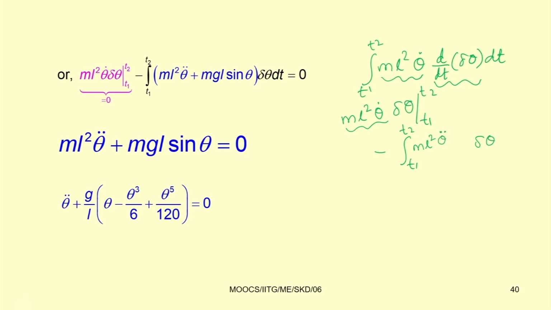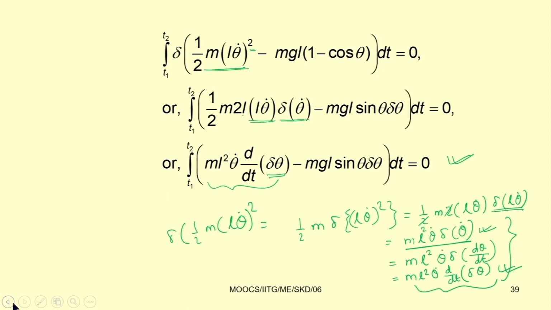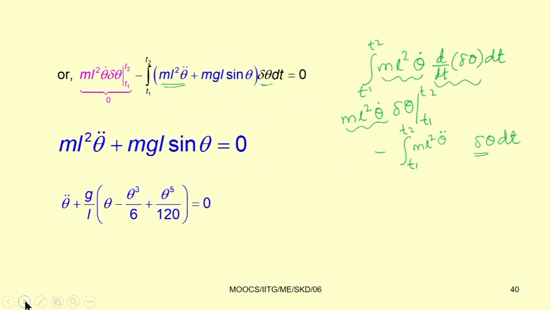So, the first term you got in this integration is m L square theta double dot, with delta theta taken outside, into delta theta dt. Then from the potential energy you have another term, equal to minus mgl sin theta delta theta dt. You just keep it as it is; you need not expand that. So, this becomes mgl sin theta delta theta dt.